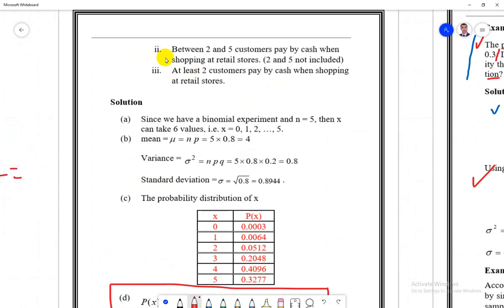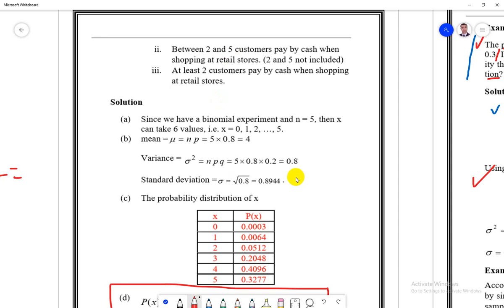A second question. Question 2. What is the probability to have between 2 and 5 customers pay by cash? Still, you have a P for paying by cash. So I'm putting a note for you: 2 and 5 not included. That means exclusive, not including 2 and 5. So what is the remaining? Between 2 and 5, not including 2 and 5, includes 3 and 4.